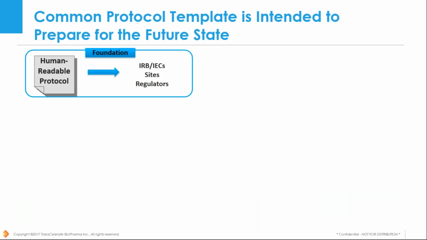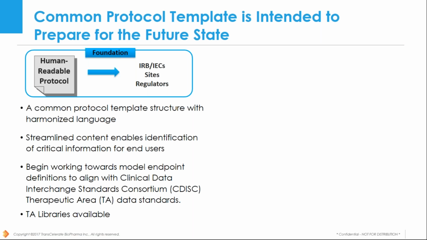Progress to date on the CPT includes the development of a human-readable template document. This will enable sites, reviewers, ethics committees, and regulators to find the same information in the same place and have it mean the same thing.